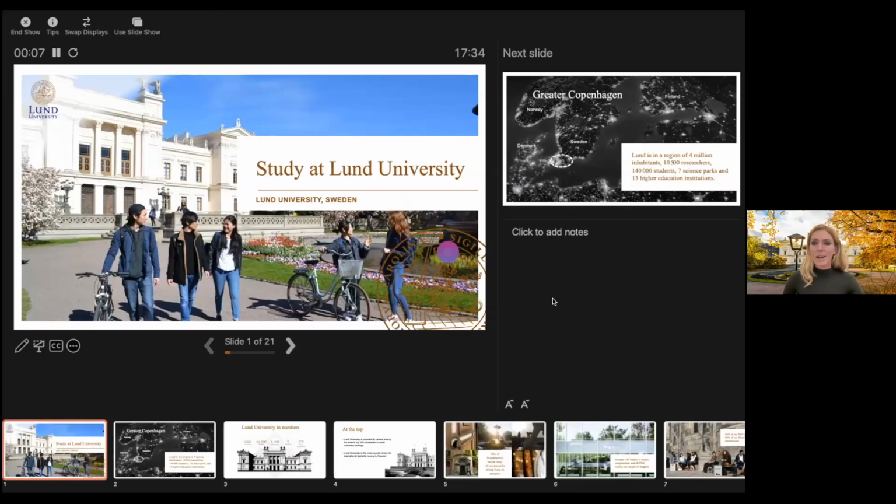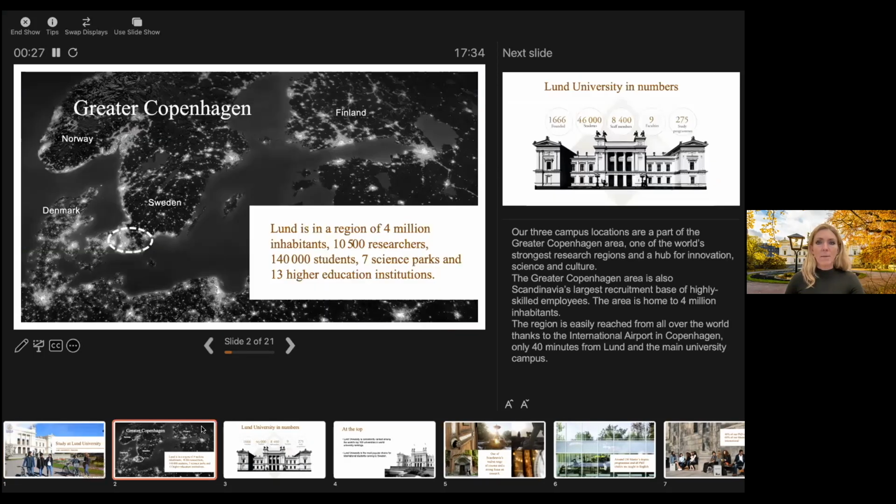So I would like to tell you a little bit about the university and where we are, and then we will get into more details about our programs and costs and other things that I know are interesting to all of you. But first of all, zooming in a little bit on the region so that you can see where Lund University is located.